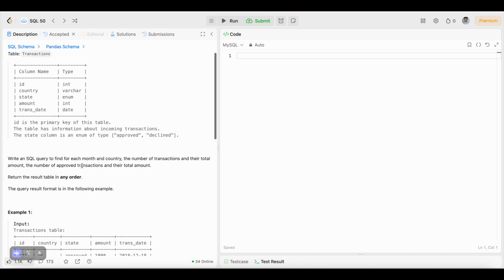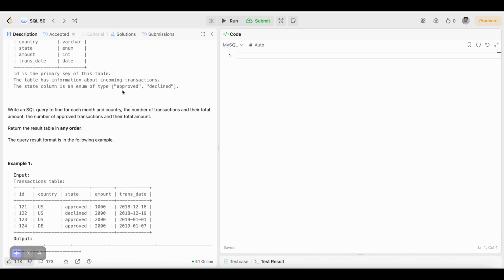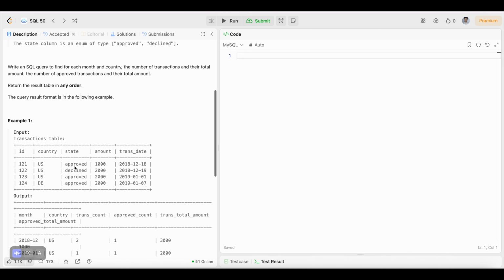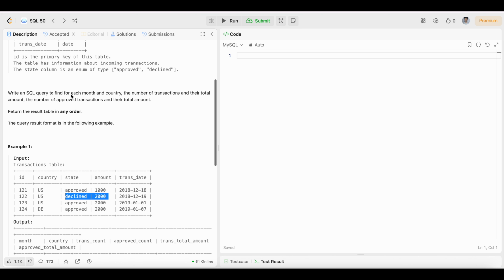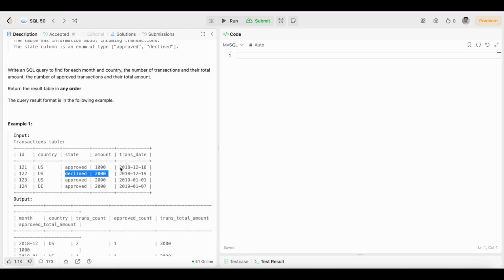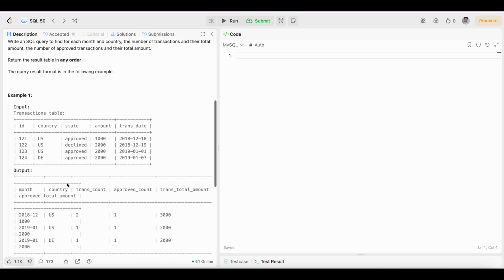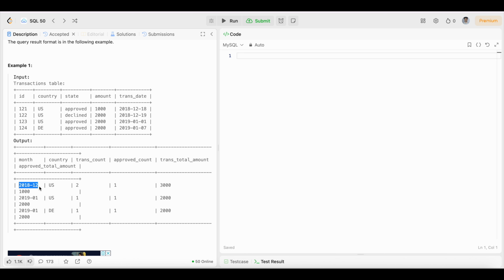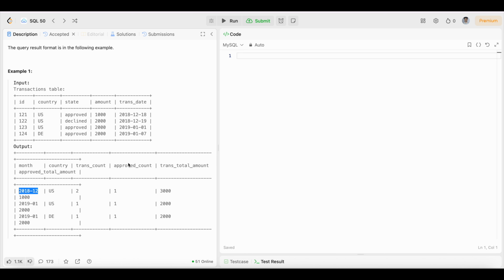For a particular state, the transaction can be approved or declined. For example, where the country was US, on the 18th of December 2018 the transaction was approved, but on the 19th of December the transaction was declined. We need to write an SQL query to find, for each month and country, we are not interested in the dates, only in the month and the country part. Even in the output, it is giving us the values for December of 2018.